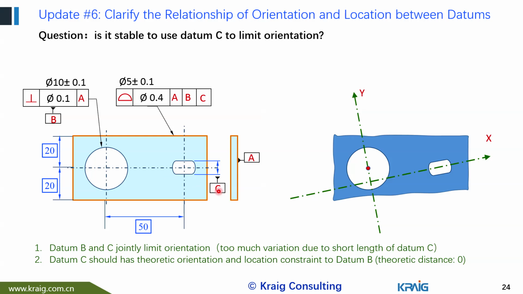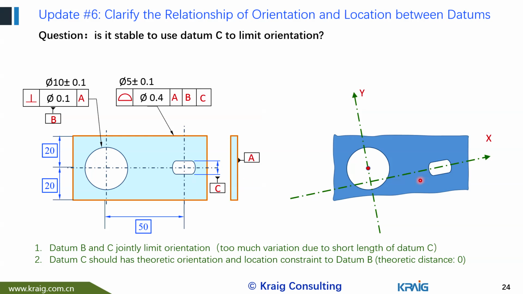Again, datum C is the center plane of this slot. So how to find datum C? For datum C, we should use this side surface and this side surface to get a center plane. Once you have datum C, that means we can use it to limit the rotation of this part, as we did previously. So can we do that?